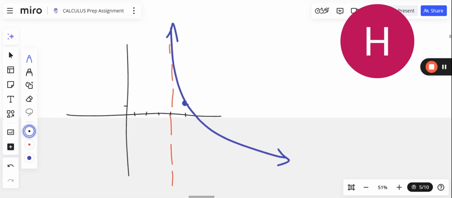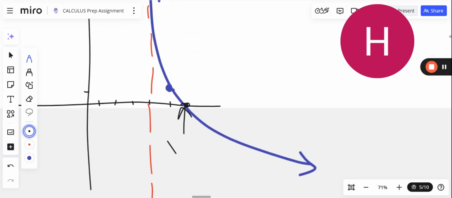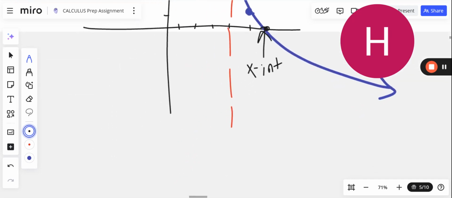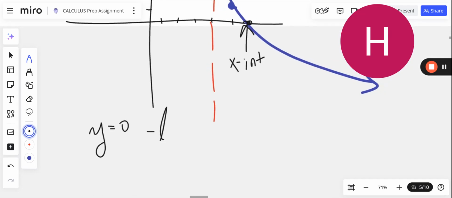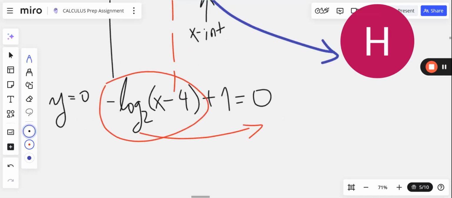And if we wanted to solve for this 0 point, we actually could. So let's do that. It's a little bonus question. Let's solve for this x-intercept. How do we find an x-intercept? This is a great exercise to just know how to do all the time. We set y equal to 0, which means we set the whole function equal to 0. So negative log base 2 of x minus 4, plus 1, equals 0. The log is negative right now, so move it to the other side, and we get that 1 is log base 2 of x minus 4.